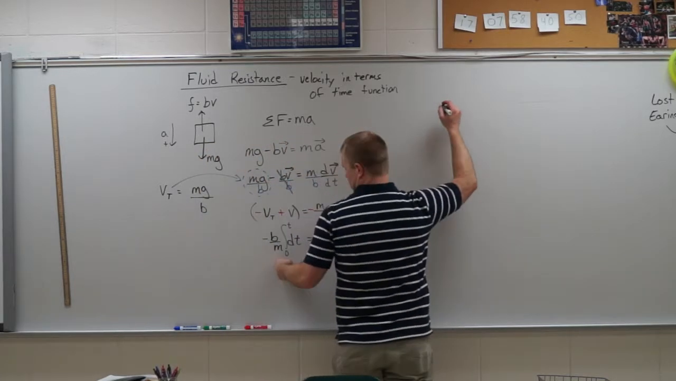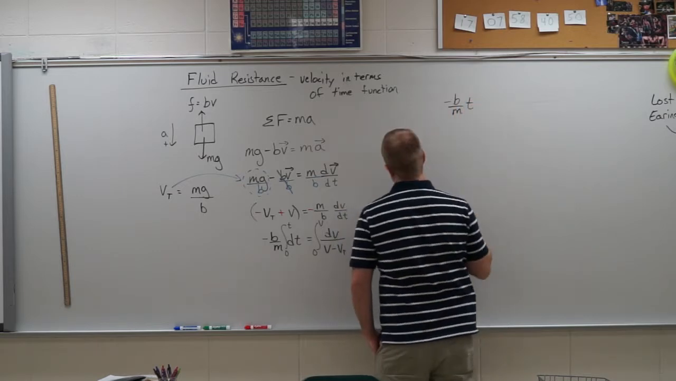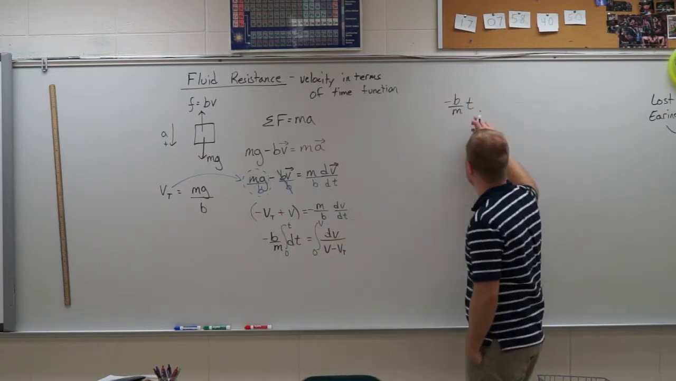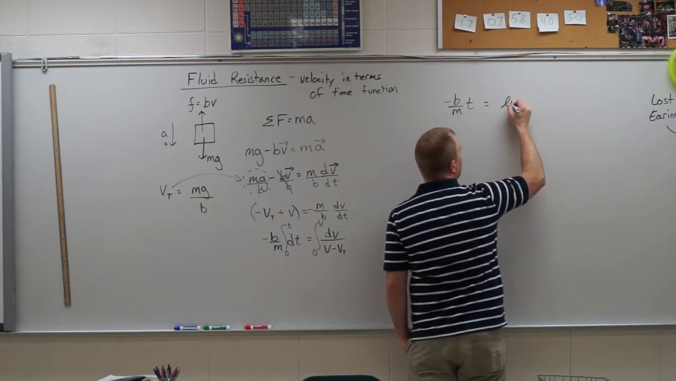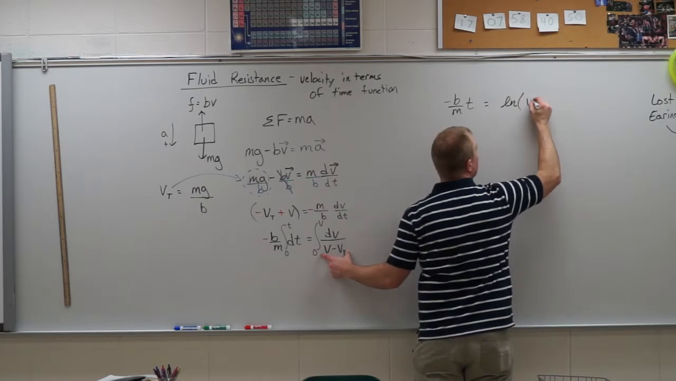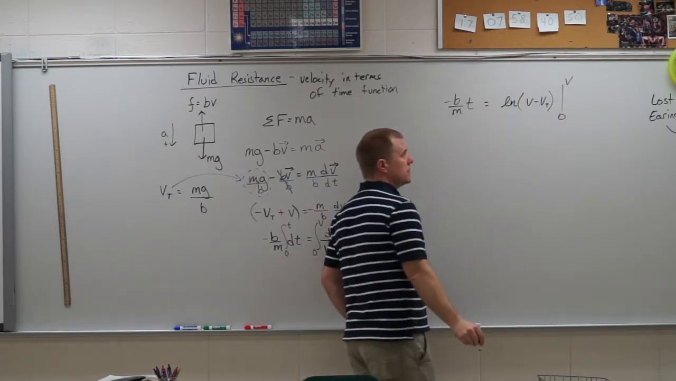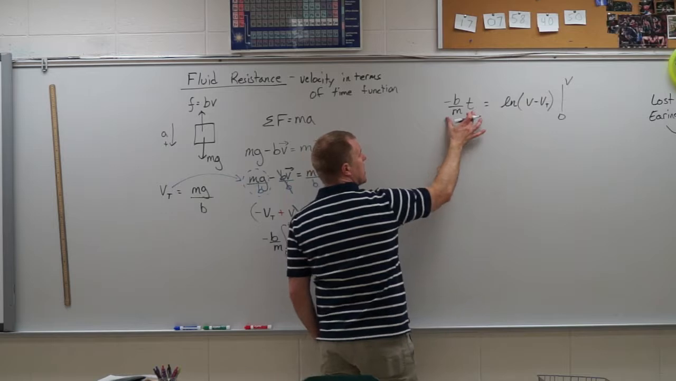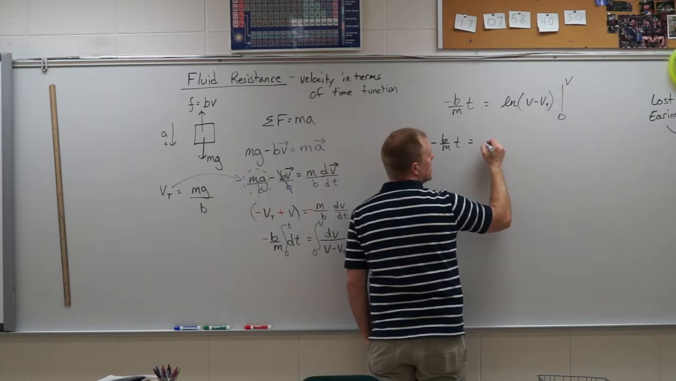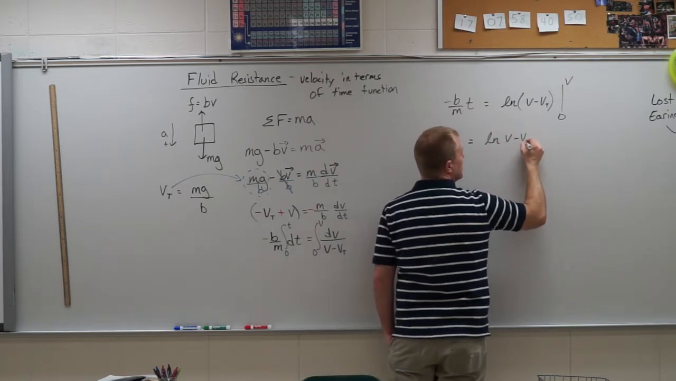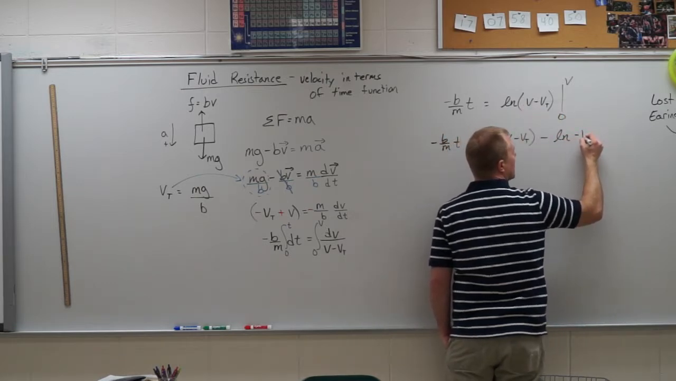So I'm going to move up to this spot on the board. So I have negative b over m t minus 0 on this side is equal to, and so on this side I'm going to have the natural log of the bottom, so v minus vt, evaluated from 0 to v. So this side was kind of easy. This side's a little different, so let's keep going there. So I have negative b over m t equals the natural log of v minus vt minus the bottom, so I plug in 0, so this will be the natural log of negative vt.